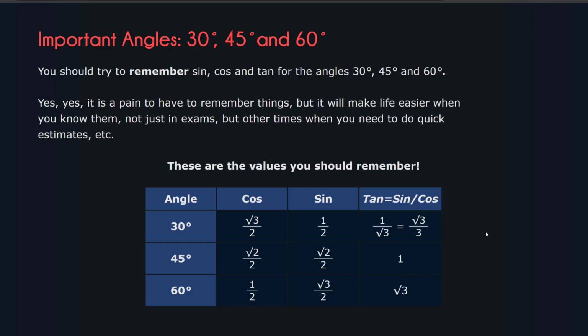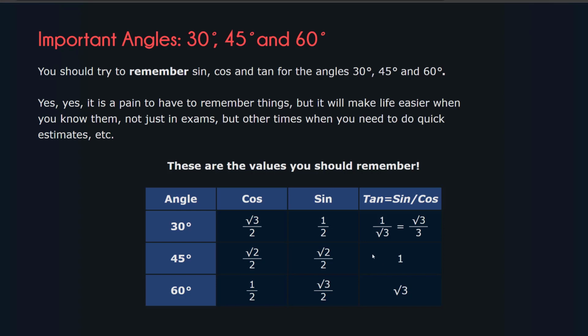Bởi vì là trong paper 1 thì mình sẽ không được phép dùng máy tính, và nếu không nhớ được cái này thì có rất là nhiều câu trong paper 1 mình sẽ không thể làm được mà không có máy tính ha. Ở đây chúng ta có 3 cái góc đặc biệt mà mình cần phải nhớ, đó là 30 degrees, 45 degrees and 60 degrees.